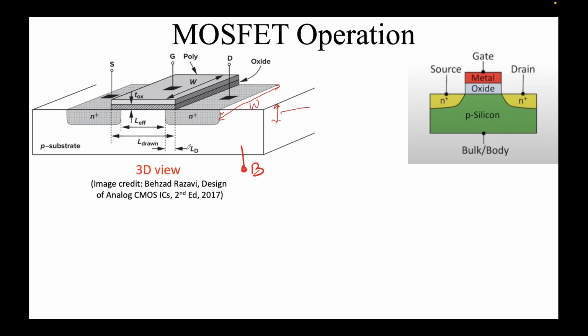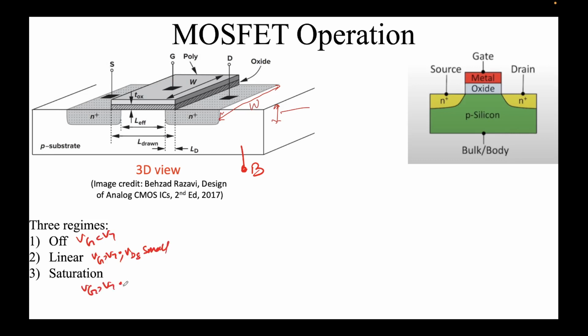We saw what body bias can do in the last class, and we saw there were three regimes. One is off, that is when VG is less than VT. The second was linear, when VG was greater than VT but VDS was small. And the third was VG greater than VT and VDS was large, by a certain value called VDS sat, where VDS sat was VG minus VT.